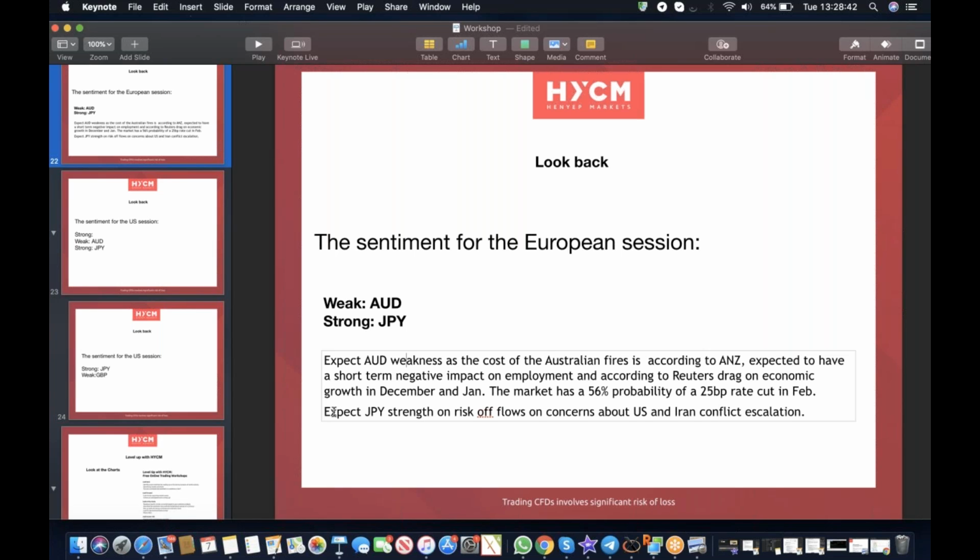Then, on the other hand, I was expecting strong Japanese yen strength on risk-off flows, because the concerns about the US and Iran conflict escalation were really quite high this morning. They've receded a little bit now with the news that the burial of the top Iranian general has been delayed. So let's look at the charts, okay?